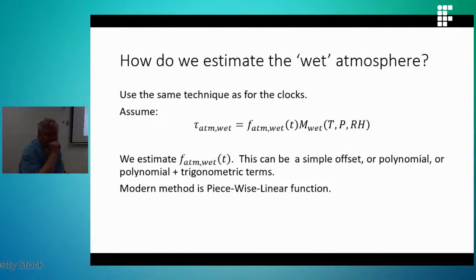Okay. So how do we estimate the wet atmosphere? Well, we're going to use exactly the same techniques as we did for clocks. We're going to assume that the wet atmosphere is some function times the wet mapping function. And this function here can be anything we think is reasonable. It can be a constant. It can be an offset. It can be an offset and a rate. So the same sort of things we did with the clocks. But as I said, nowadays what people do is they estimate a piecewise linear function.